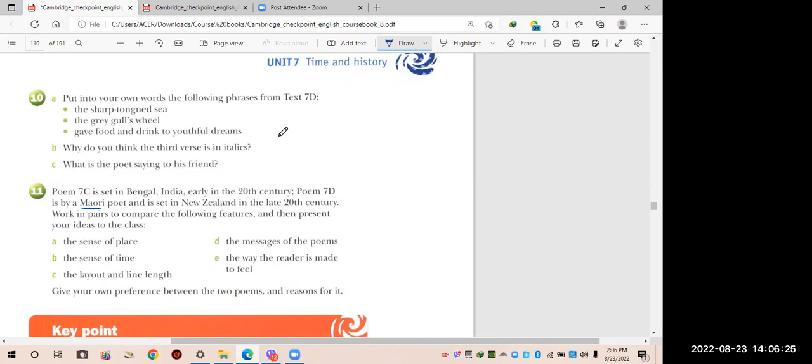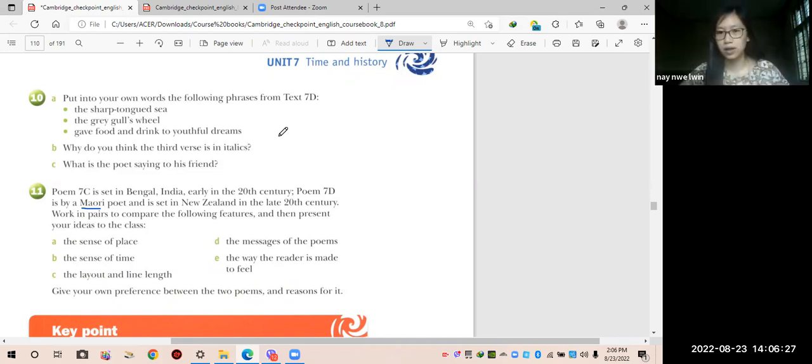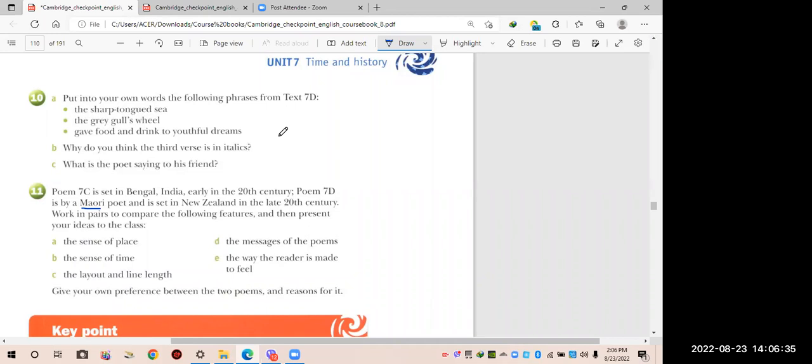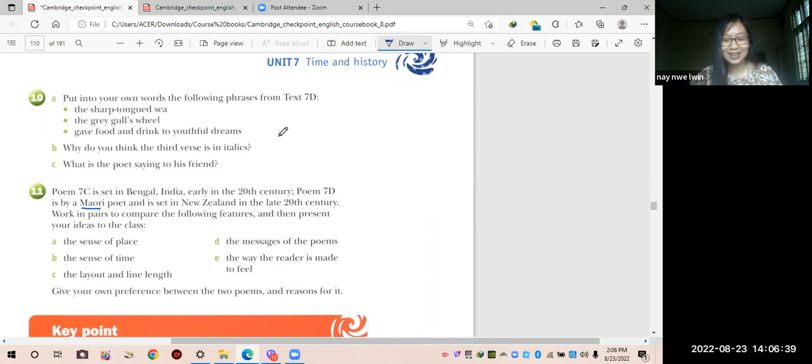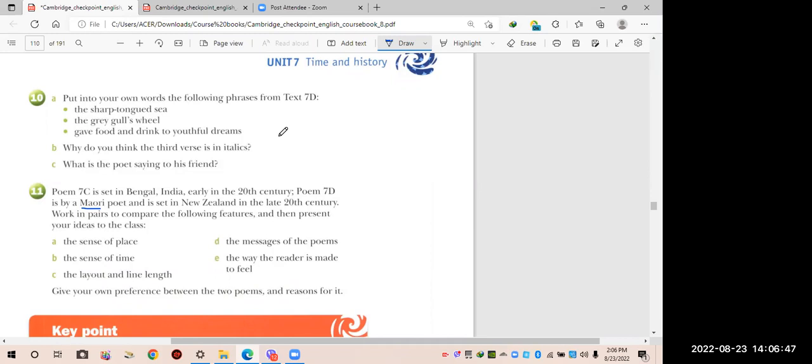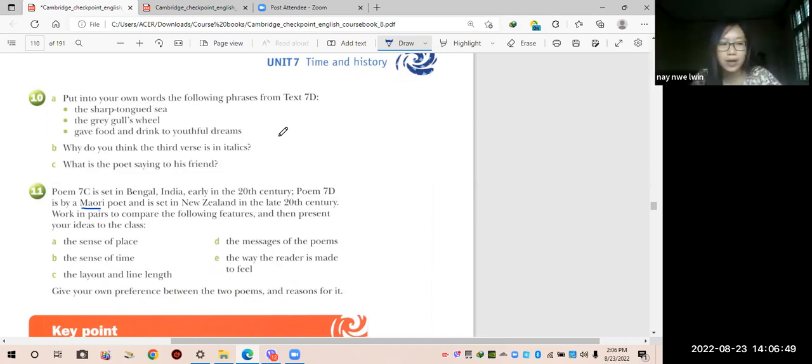But we came across this one in unit three too, right? In Water, we did the poem The Bay, and it's set in Maori country or something like that, right? You still remember? Unit three, the scene at the beginning of the media. Yes, I can see Maori words there.